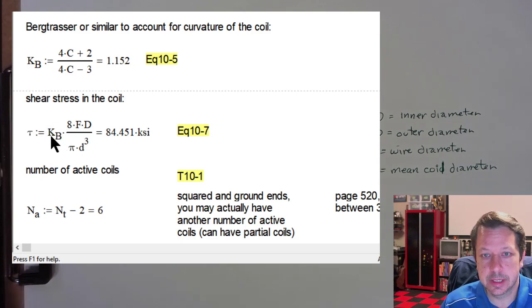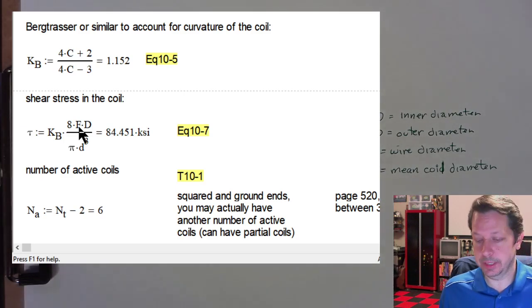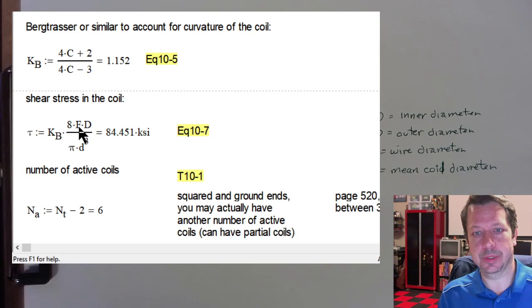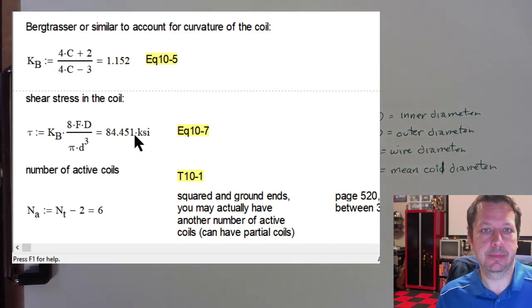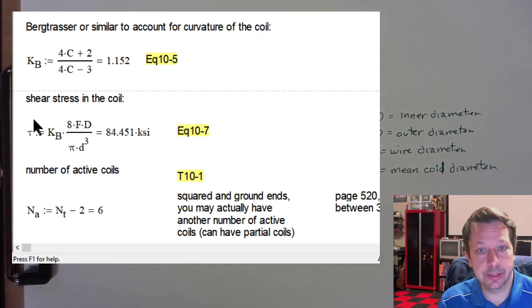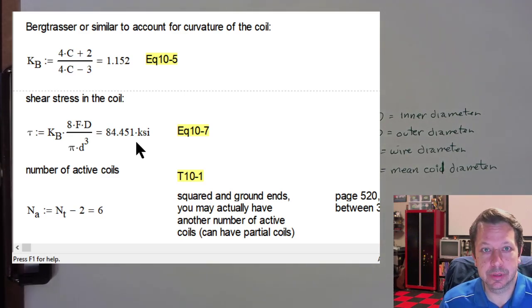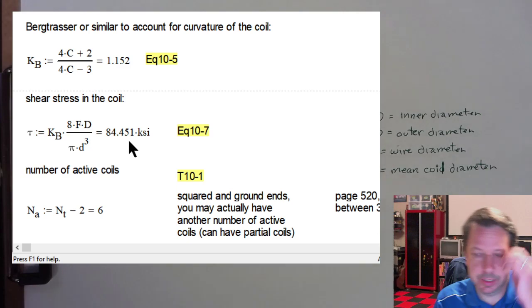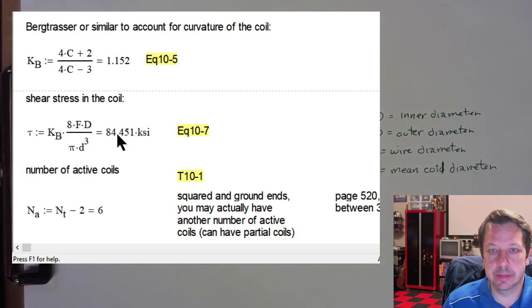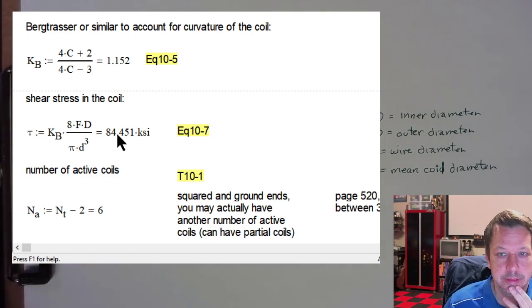There's Bergstrasser. There's the force that in our case is 800 pounds. It's the force being applied to the spring to compress it. We are talking about compression springs right now. There's the mean coil diameter. There's the wire diameter. And we've got 84 KSI. That might seem like a lot for normal shear. This is a shear, remember. So it might seem like a high amount, but for typical spring materials, since they're carrying most of their stress in shear, they do have a higher shear strength than your average steel. So you can range up to maybe 150 KSI or so.